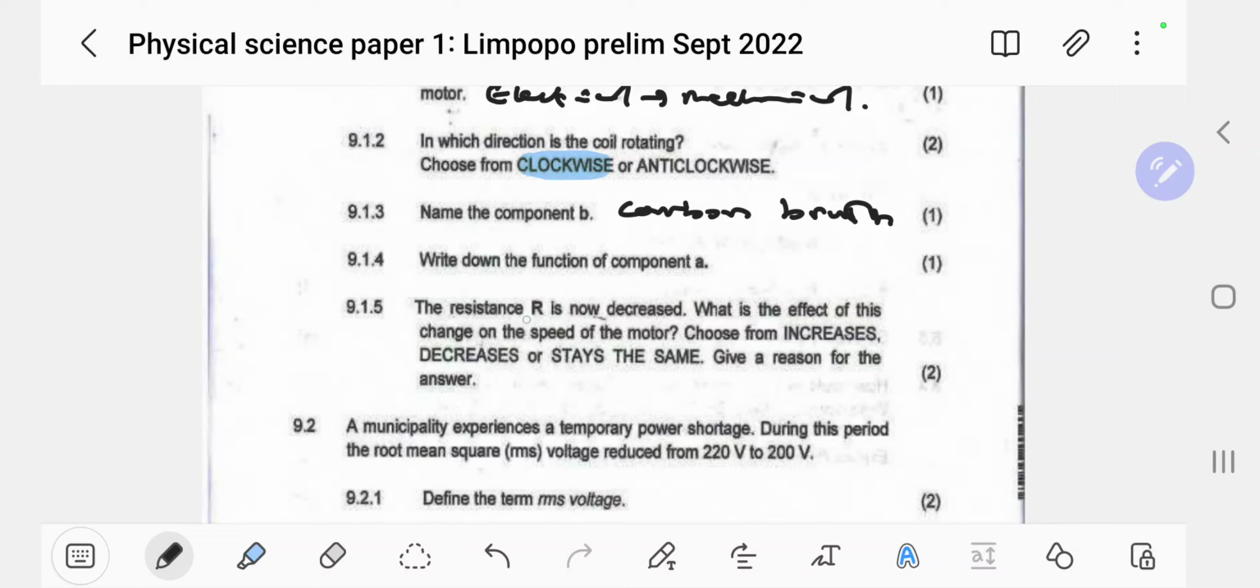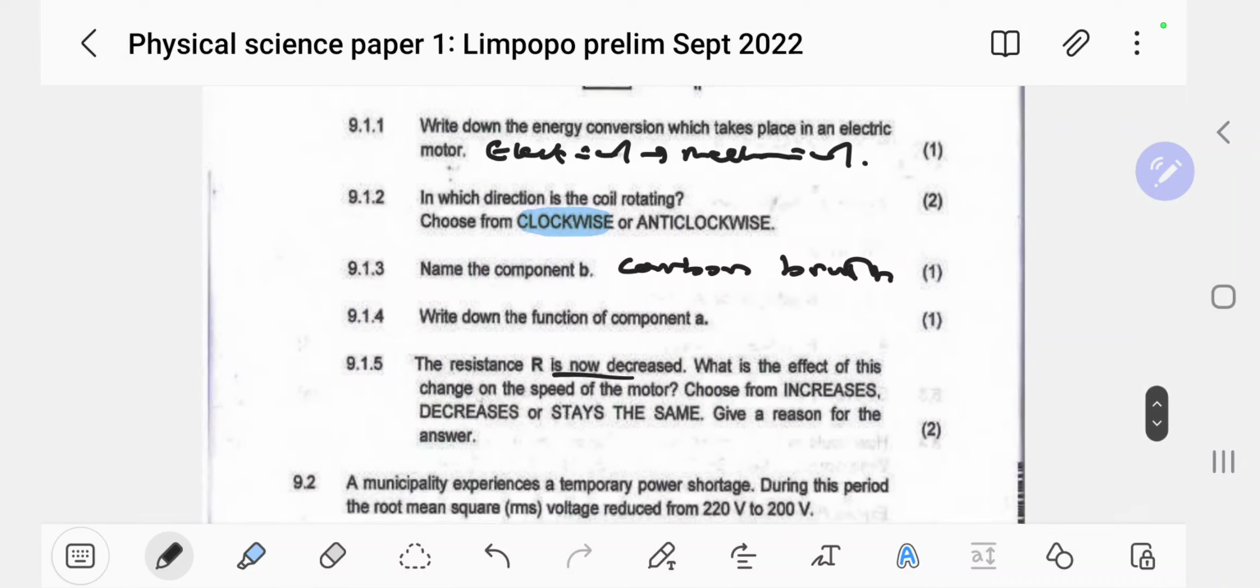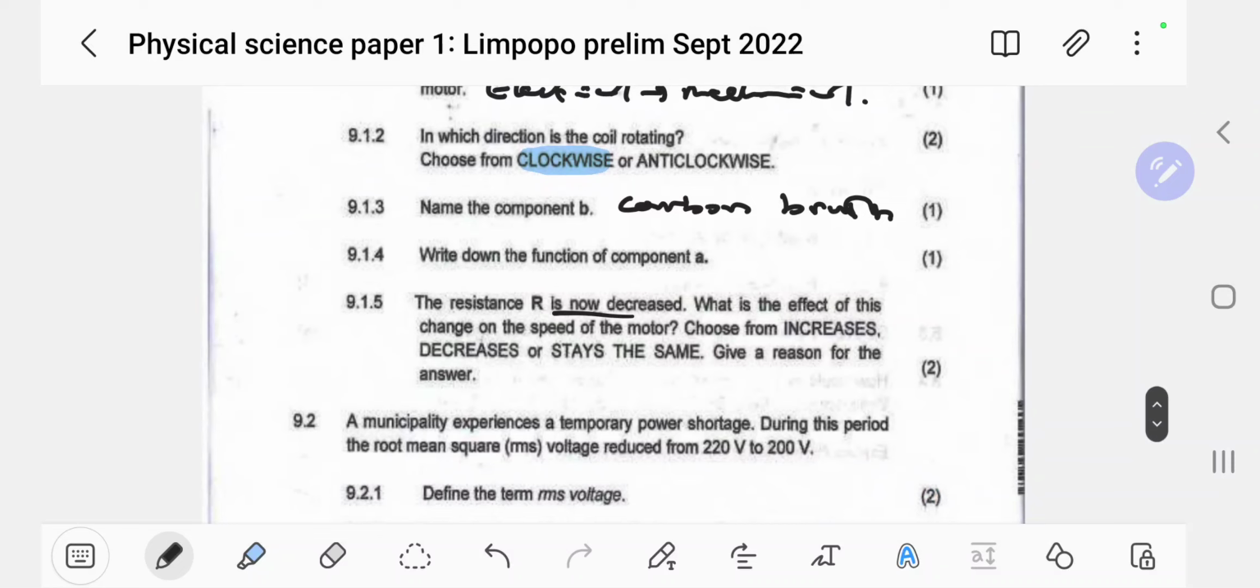Now I told you the resistance R is now decreased. Remember this is a resistance, so it means we will have less energy dissipated. If we decrease resistance, what happens to the current? The current increases. You increase the current strength here, what happens to the force of rotation or the speed of rotation? It increases. All right, so now it says, what is the effect of this change in the speed of the motor? Choose from increases, decreases, or stay the same, and give a reason for the answer. The answer is it increases.